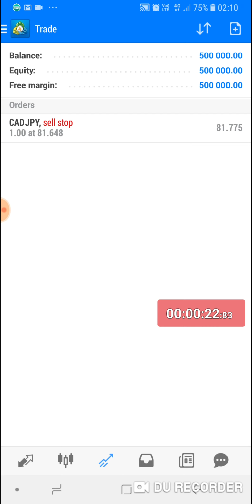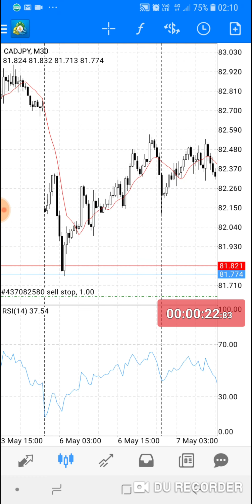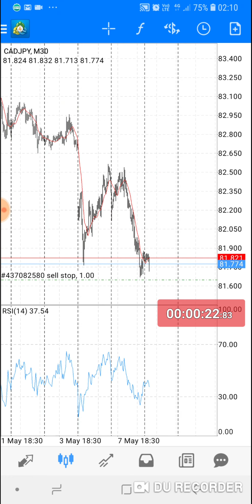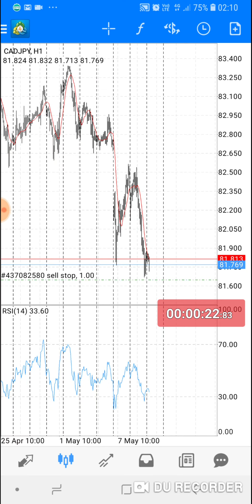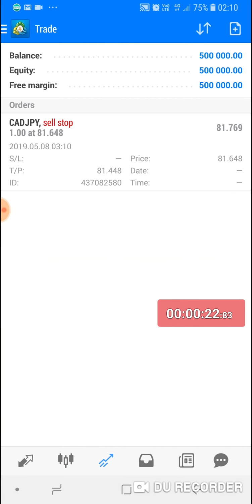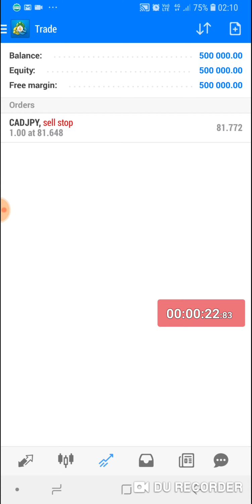Now you can see I've done the order, the same order which I've done before, in about 22 seconds. But keep in mind, there's always room for improvement. You need to practice this thoroughly. It's going to get hard, people. The brokers are smart. We need to be smart and fast. So I've done it within 22 seconds.